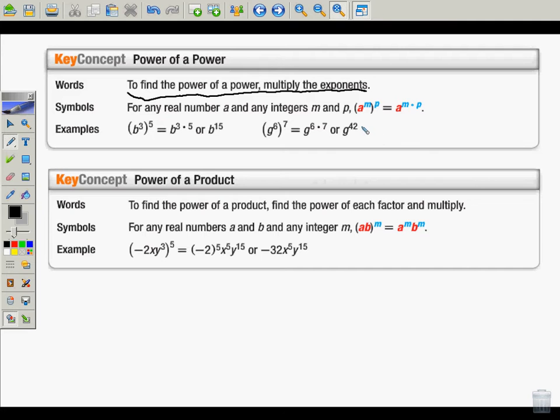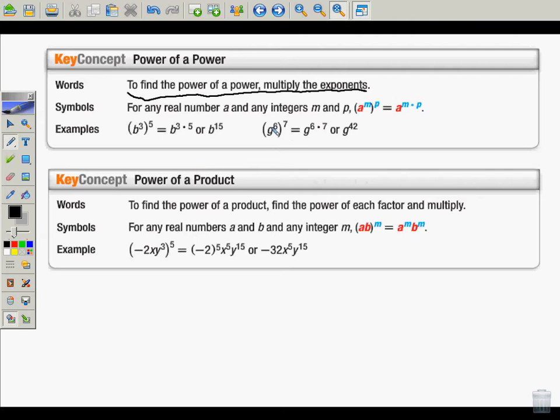So if we look at an example with actual numbers, we have b raised to the third, all raised to the fifth power. Since I have a power, the third power, being raised to another power, the fifth power, I'm going to multiply those powers together. So b raised to the third power raised to the fifth power is the same thing as b raised to the third times 5, or 3 times 5 is 15, so we could just write it as b raised to the 15th power.